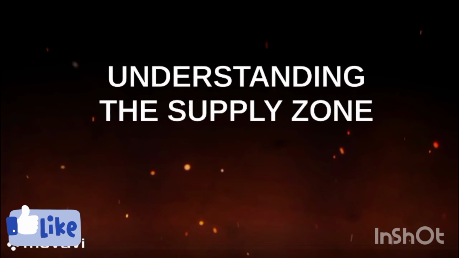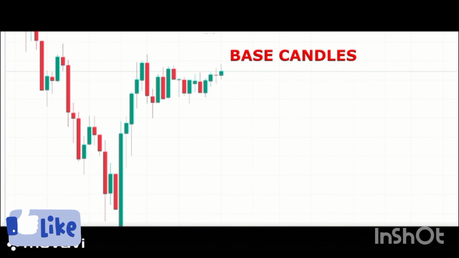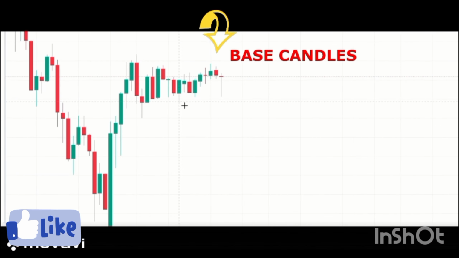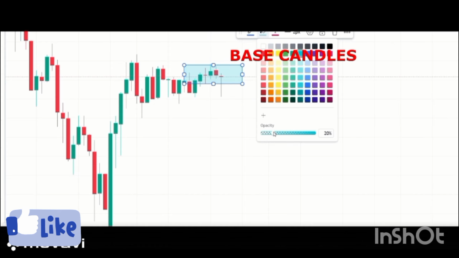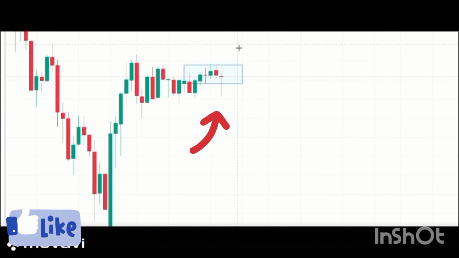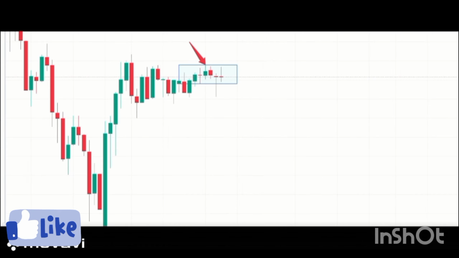Understanding the supply zone. Look for a base of small candles followed by a strong bearish candle. That's where sellers took control. Mark the zone from the highest wick of the base candle to the lowest body.